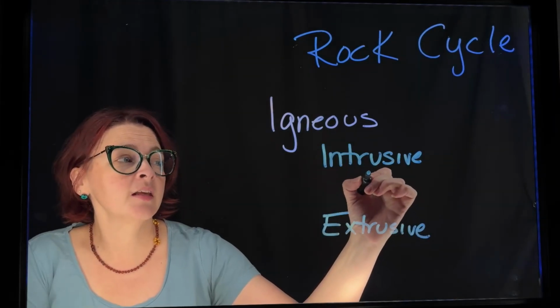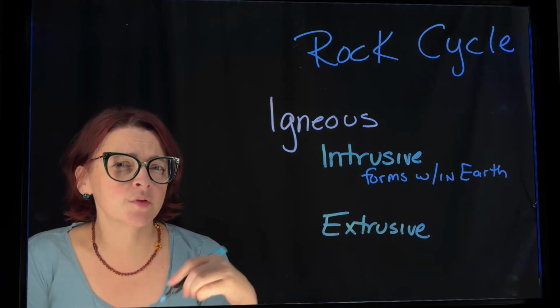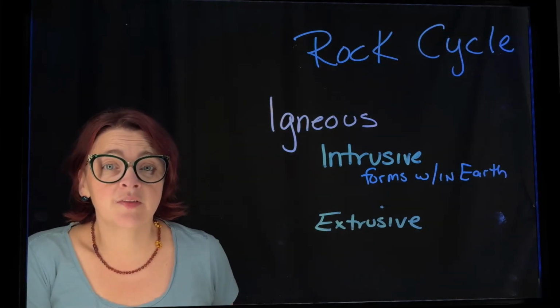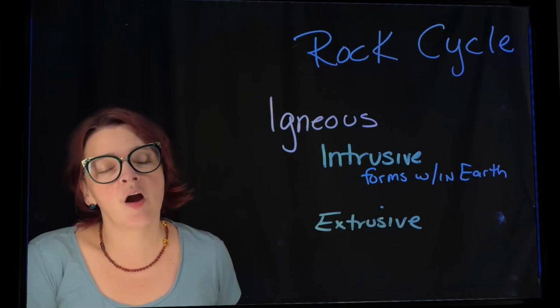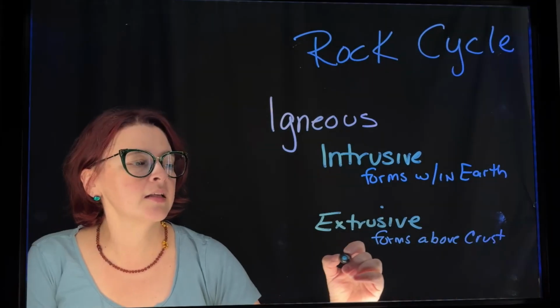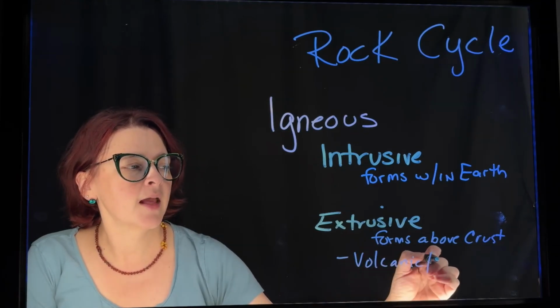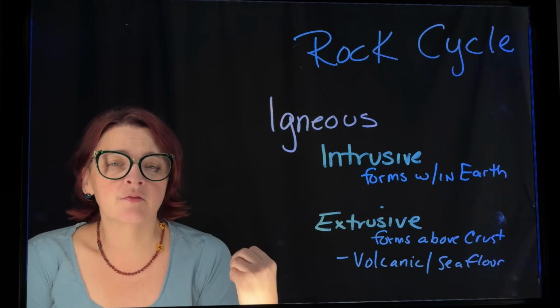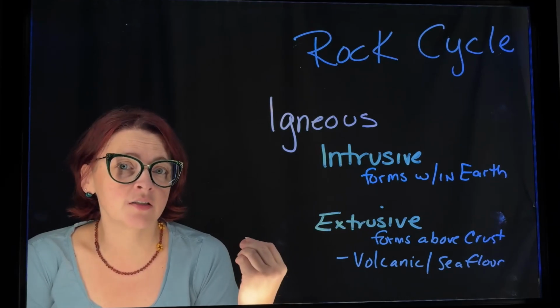Intrusive forms within the earth. So as the magma rises and cools, it cools in place and becomes intrusive igneous. Extrusive igneous rock forms from when rock solidifies above the Earth's crust. And this is volcanic eruptions and seafloor spreading. Extrusive tends to have finer grains of rock because there's little time for that rock to expand because it cools so quickly.